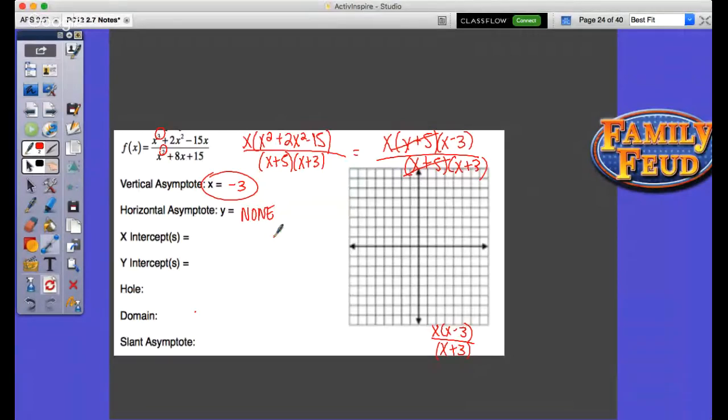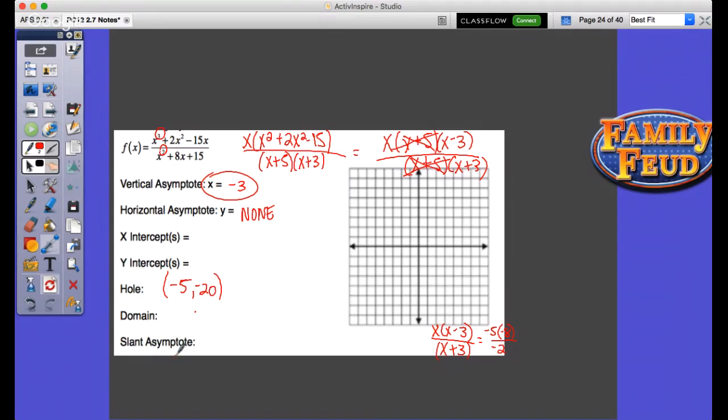For the hole, we know that when we cancel x plus 5, that helps me get the x of the hole, which would be -5. And I could then find the y by simply plugging -5 back in for x, both top and bottom. So that would be -5 times -8 when I plug in -5 for x, all over -5 plus 3, which is -2. That would be positive 40 over -2, which would be -20.